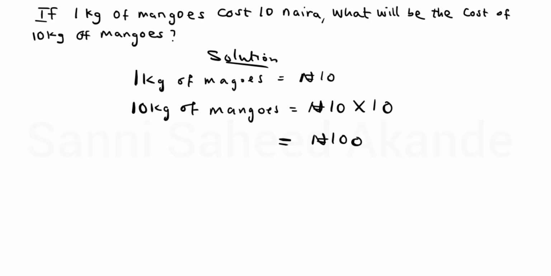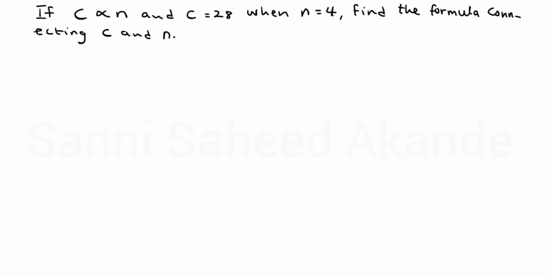All right, so let's continue. So this question says, if C is directly proportional to N and C is equal to 28 when N is equal to 4, find the formula connecting C and N. Solution.